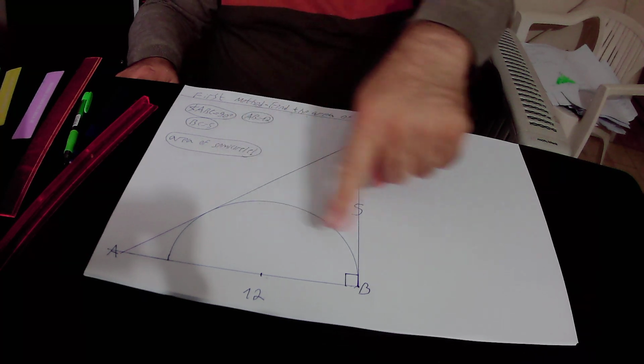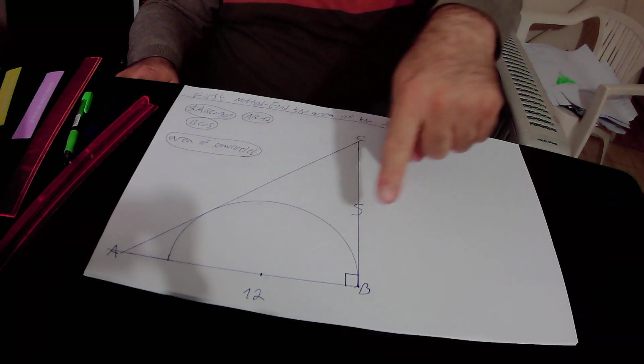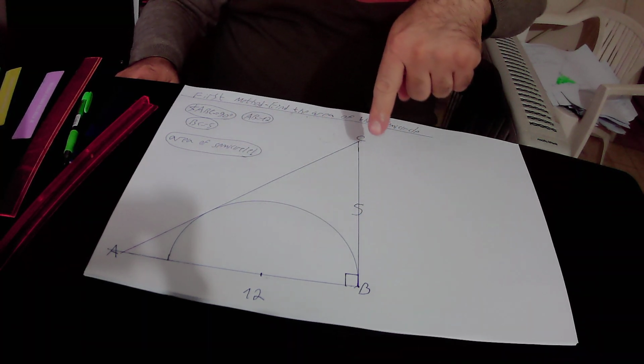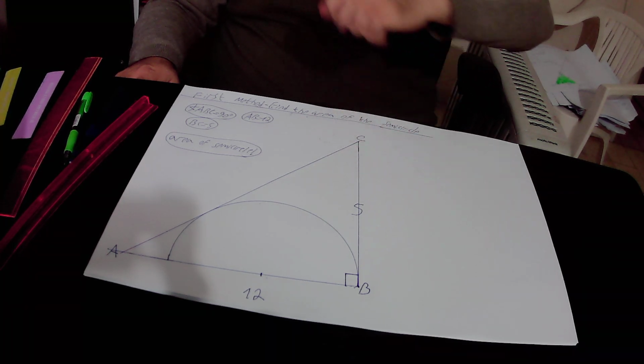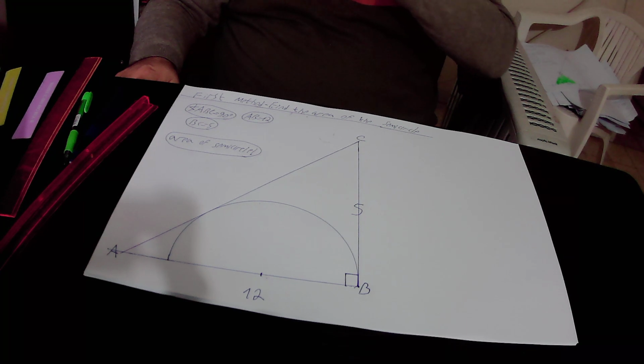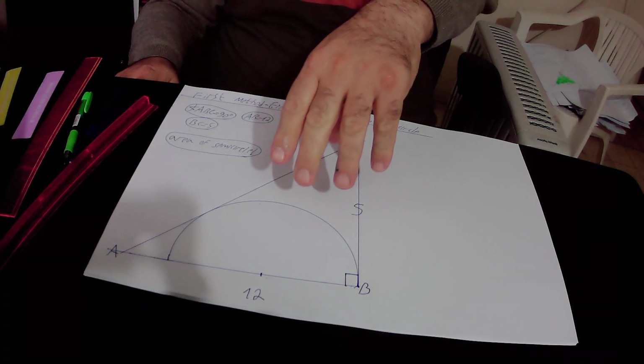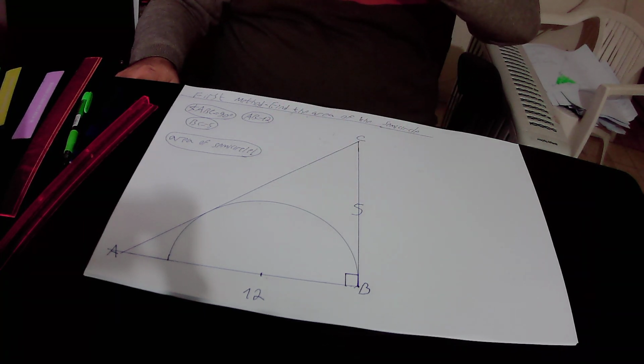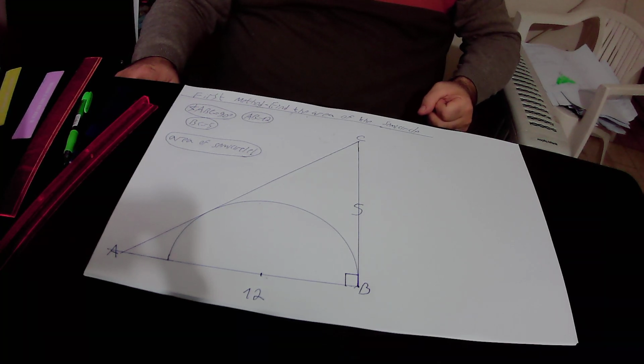Side AB of triangle ABC equals 12 units. Side CB of triangle ABC equals 5 units. And we want to find out the area of this semicircle. So we will start with the first method.